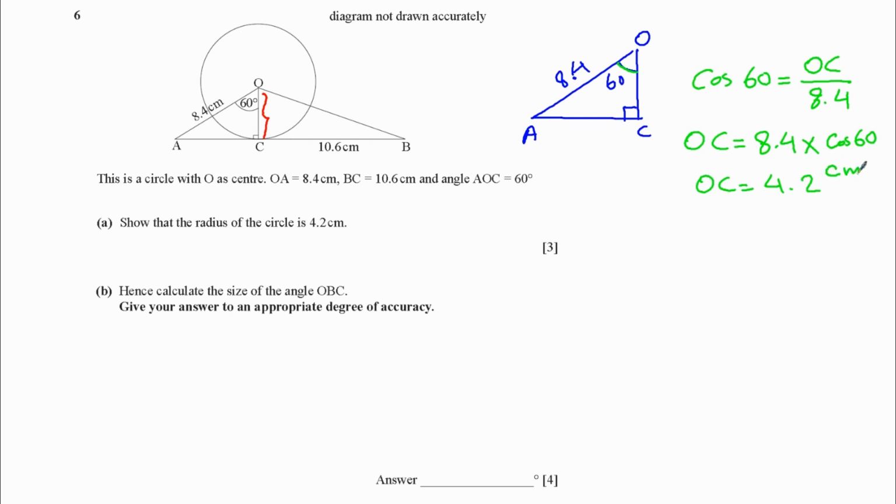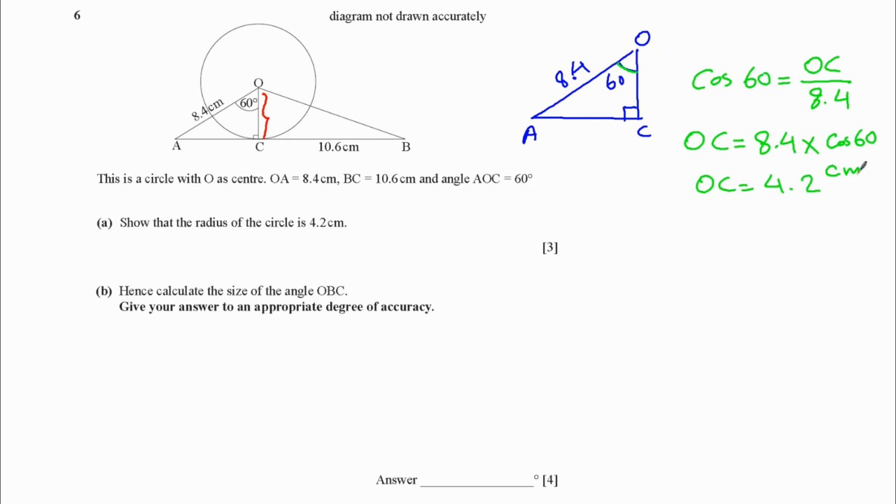So that's the answer for the first part, which basically just shows that the radius of the circle is 4.2. The second part of the question has 4 marks. It is a relatively high mark, so it's important that you learn these basic trigonometric concepts.